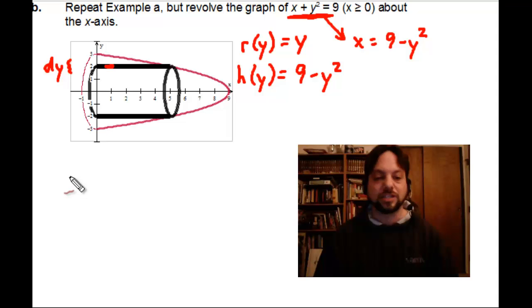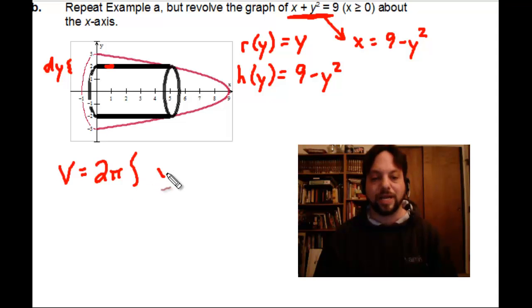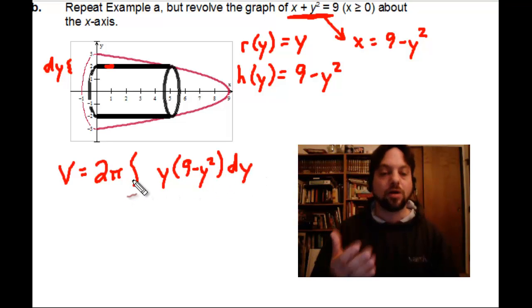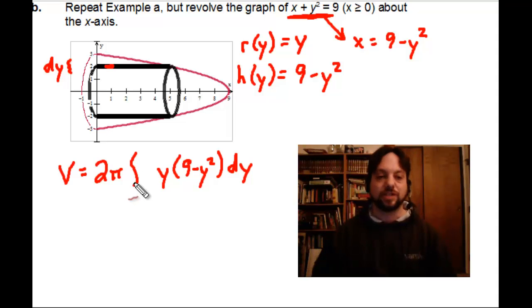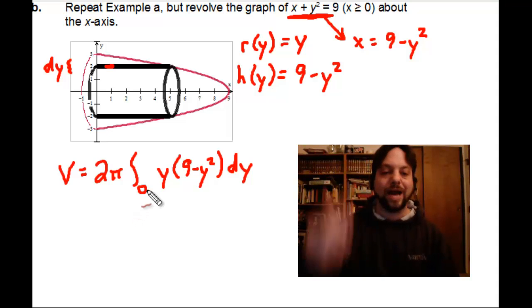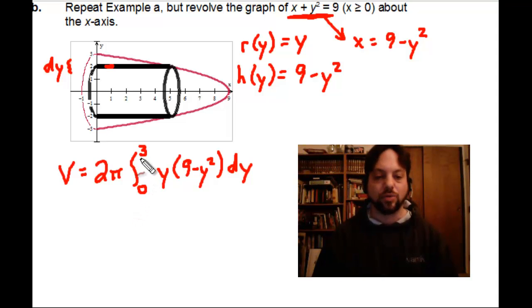And now that we have this, let's go ahead and set up our volume formula. It's simply going to be 2 pi times the radius times the height. And then, of course, we should include the width of each shell, which is dy. Now, where are the lower and upper bounds for this problem? Well, let's start on the axis of revolution, which is 0. And then we can go out to where y equals 3. And that should do it for us.